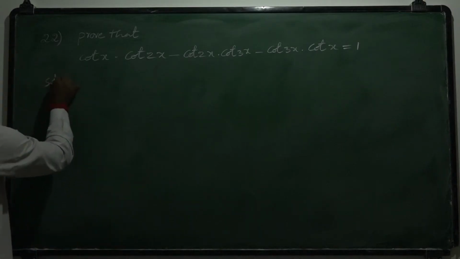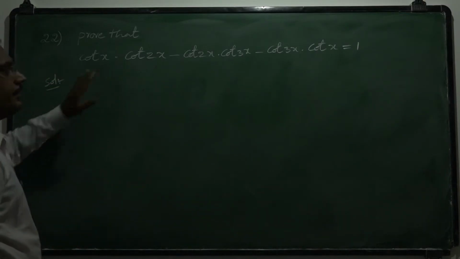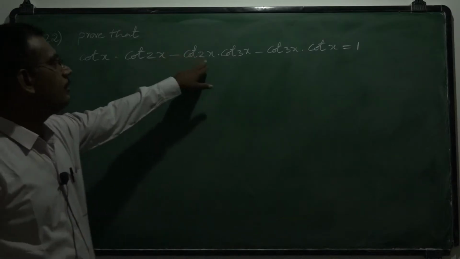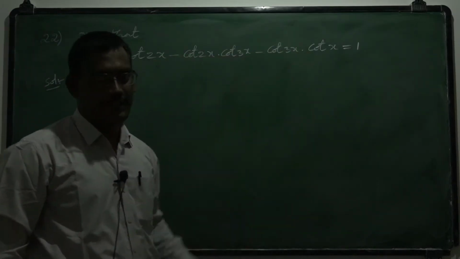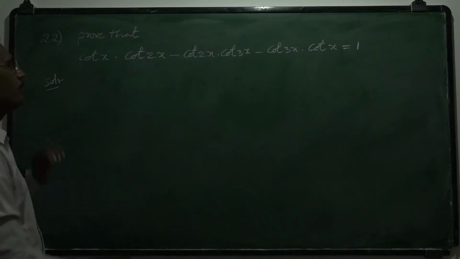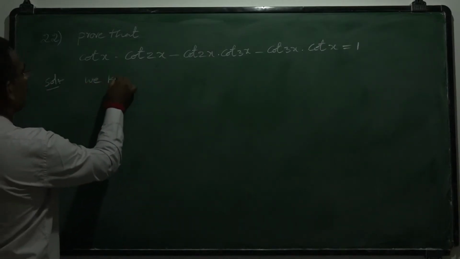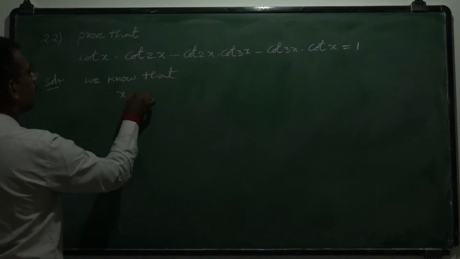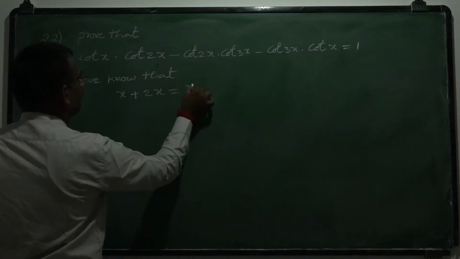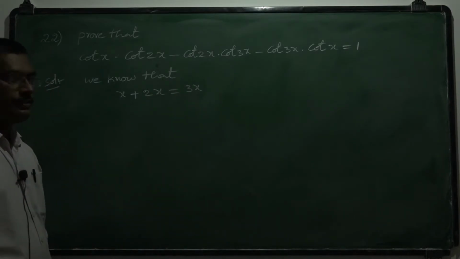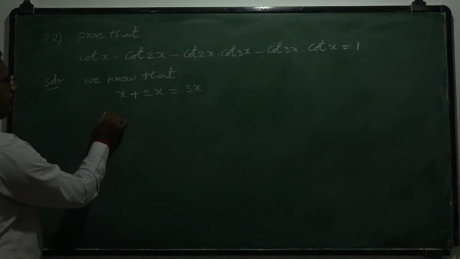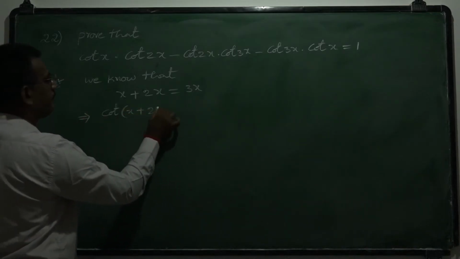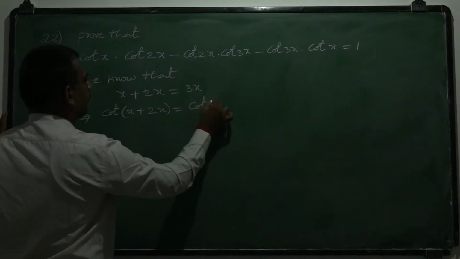Solution. Consider the left hand side. So what is the left hand side? Cot x into cot 2x minus cot 2x into cot 3x minus cot 3x into cot x. So listen, first we know that x plus 2x is equal to 3x. Taking cot on both sides, that implies cot of x plus 2x is equal to cot 3x.